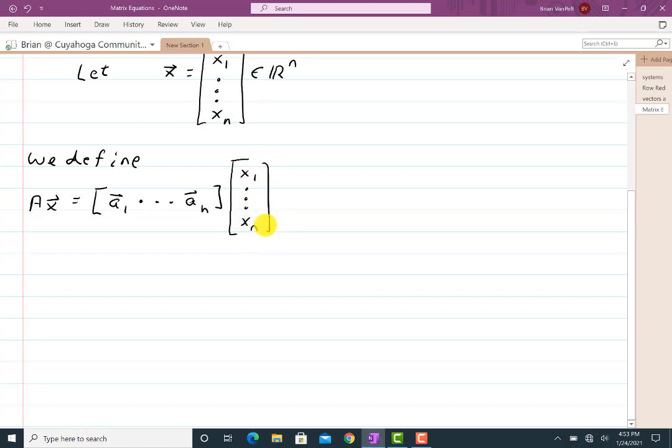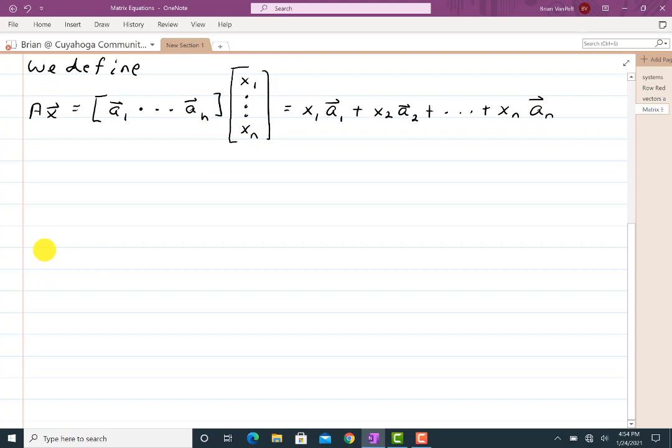And then what you're going to do is take each of the entries in the vector and multiply it by a column. And you can see that I'm going to use all n entries in the vector because I have n columns. So in particular, this multiplication requires that the number of columns of A matches the number of entries in the vector. So this is the definition of multiplication. We're going to extend it to matrix multiplication, but for now, we're just going to do a matrix times a vector.